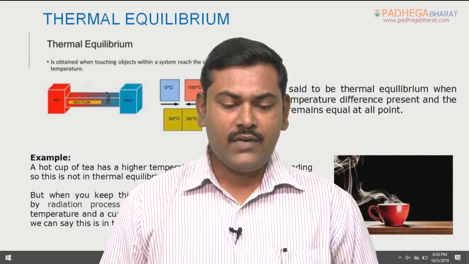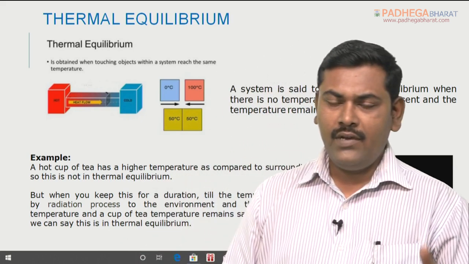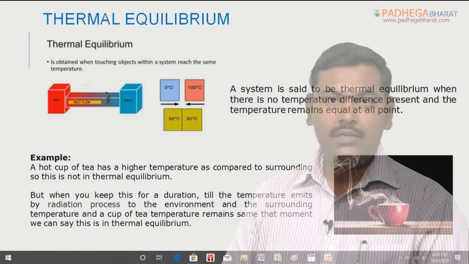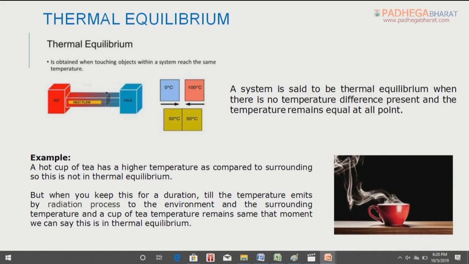Now, let us take the example of a cup filled with hot tea or coffee. If the atmospheric temperature is 30 degrees Celsius and the tea is at 70 or 60 degrees Celsius, there is a difference between the temperatures of these two things. Now, what do we see? After a certain time, the tea gets colder. Why does this happen? This is very simple.